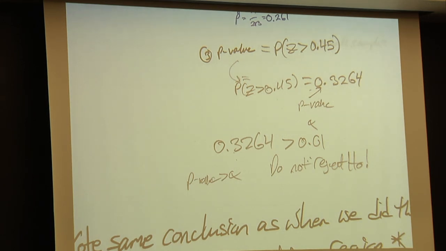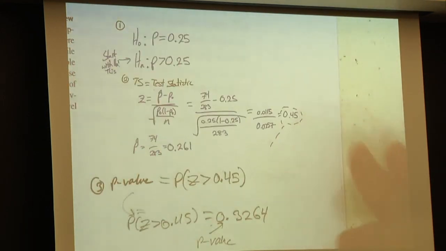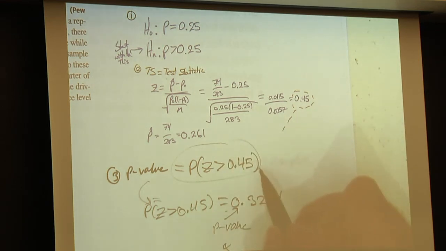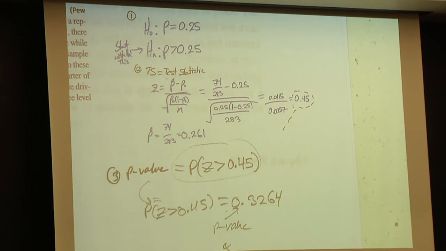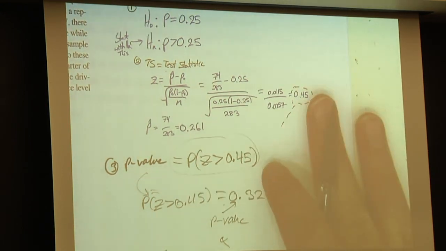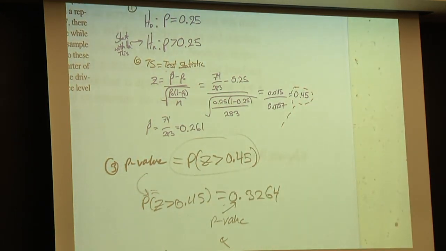Yes? I don't know if I missed it, but how did you get the 0.3264? This, I skipped a step because I'm a meanie. That's what this represents, okay? If you look up the 0.45 in your table, you're going to get like 0.1736 or something like that. That is representing the probability you don't want. You need to do 0.5 minus that, okay? And that gives you this 0.3264, okay? So that's how that works. That's just a normal Z-type question, just like we looked at before. That's why I said that's important, okay? Good on this?